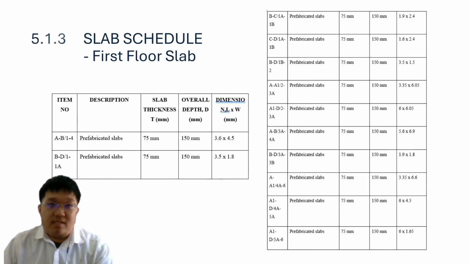This slide presents the first floor slab system. The slab design supports simplified constructions and allows better coordination with prefabricated beams and columns. Standardized slab construction improves site productivity and reduces construction errors.